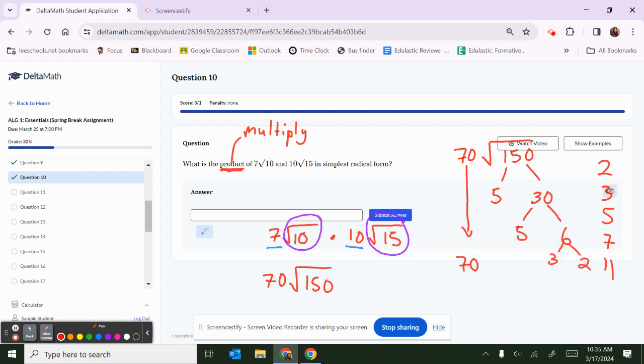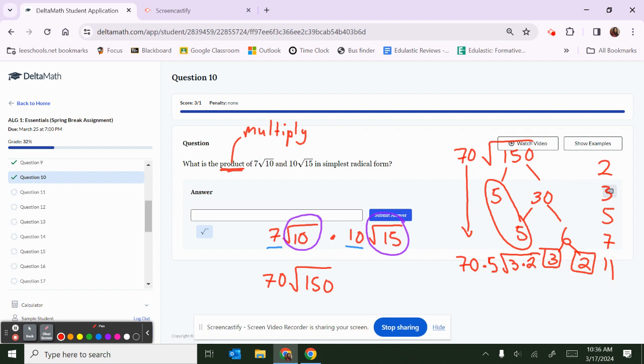So my pairs, I will circle, so I have a pair of 5s. That means on the outside, being multiplied by my 70 is a 5, okay? And my non-pairs, I put a box around it because those are going to go underneath my square root. They're going to go underneath my radical. And yes, they are being multiplied by each other underneath that radical.